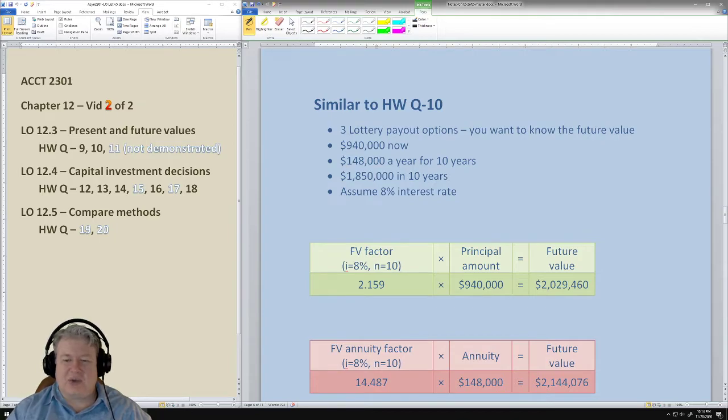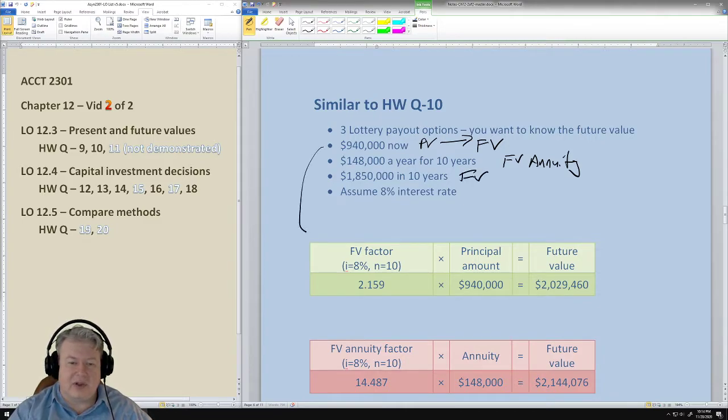Okay, so this is where we're going the other way. We're doing future value. So you could get 940,000 now. Okay, so that's a present value that we need to bring into the future value. 148,000 a year for 10 years. Okay, so we're going to have to figure out a future value of annuity. And then 1,850,000. Well, this is the future value. We don't need to calculate this. So this one's going to be here, and this one's going to be here.